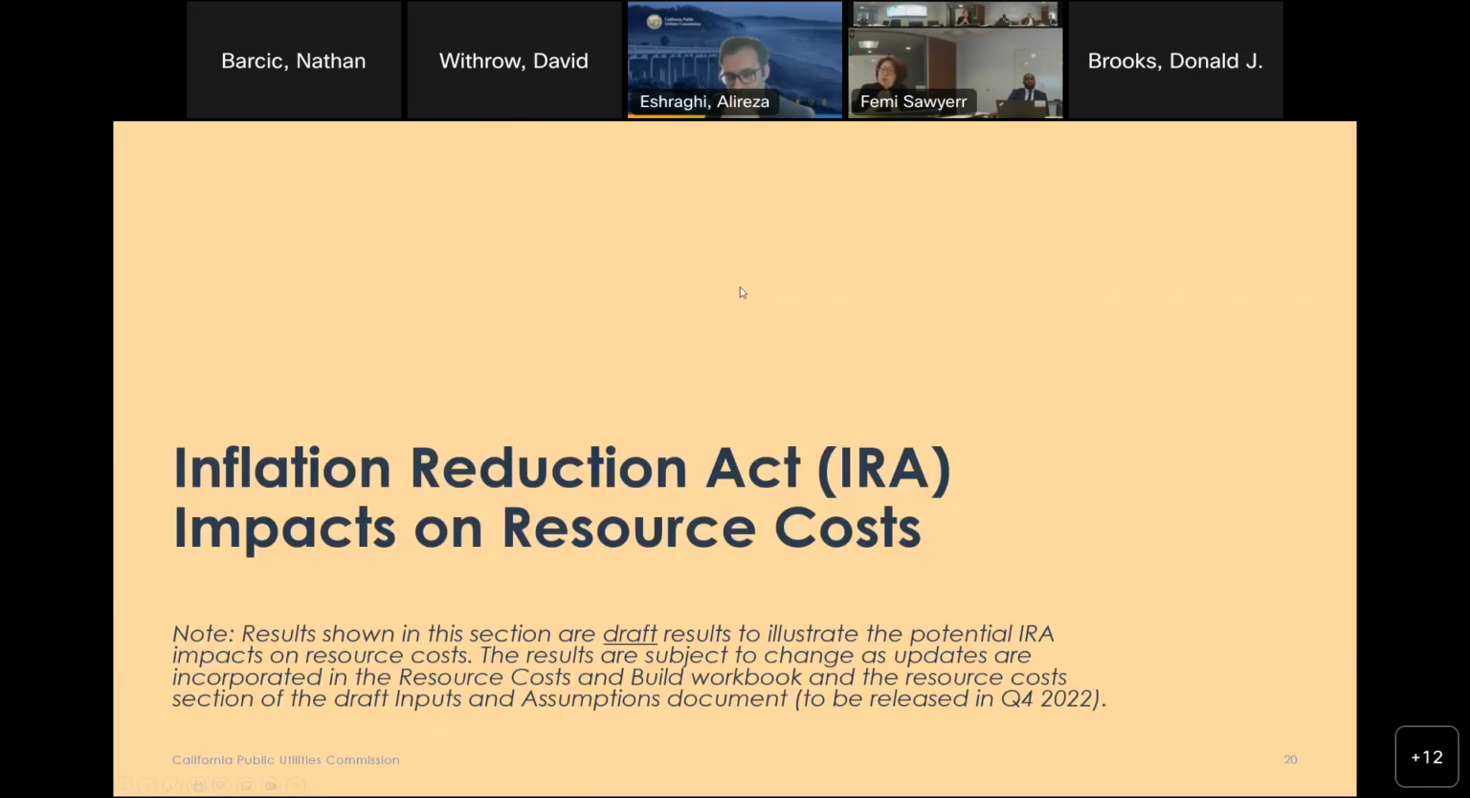So moving on, I'm going to now discuss some of the draft results that we have looking at the impacts of the Inflation Reduction Act, or the IRA, on resource costs. The IRA was passed about a month ago, so it's pretty recent, and we're still in the process of understanding the potential impacts of the IRA on resource costs in our modeling. The results that I'm going to present here today will be draft results that reflect our most recent thinking on this topic, but we certainly welcome feedback and comments from this group.